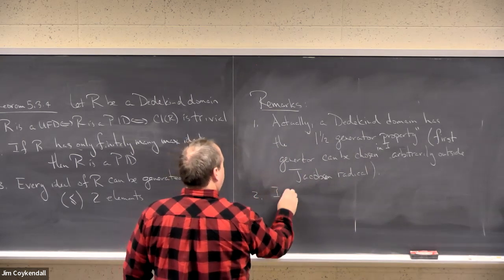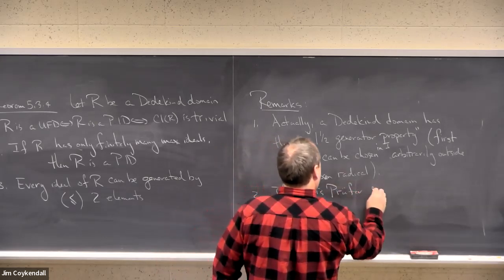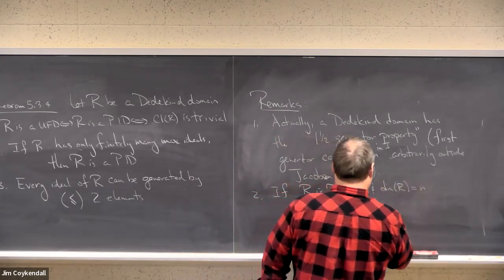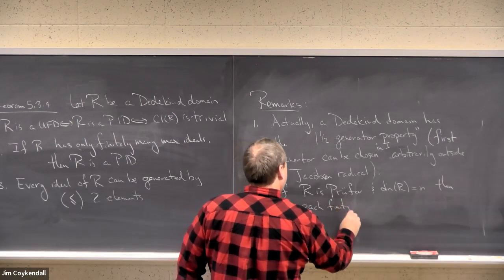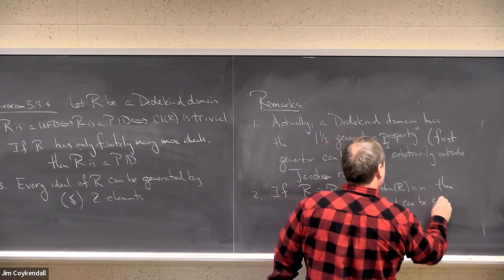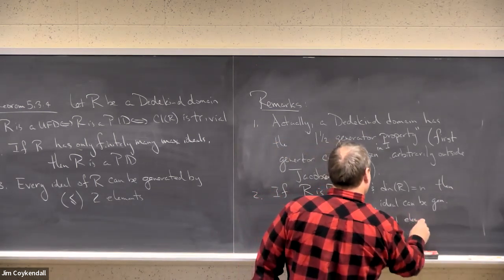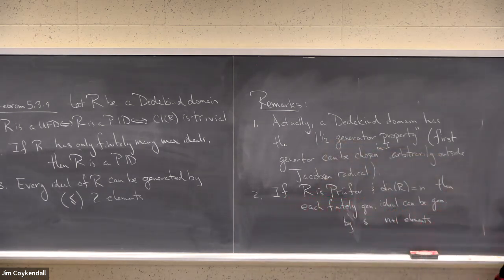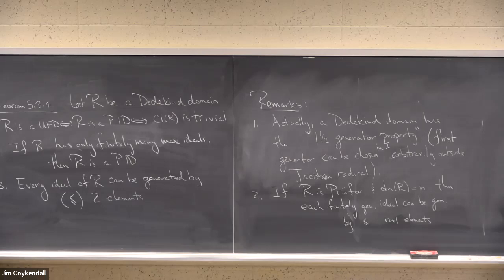And two, here's the generalization of the statement. Again, if R is a Prüfer domain and the dimension of R is equal to n, then each finitely generated ideal can be generated by less than or equal to n plus 1 elements. So in fact, the statement holds not just for Dedekind domains, but for any finite-dimensional Prüfer domain. Any finitely generated ideal can be generated by less than or equal to n plus 1 elements. And I do mean less than or equal to.